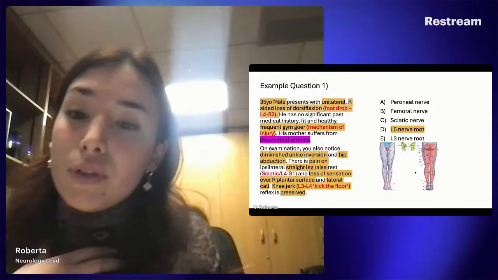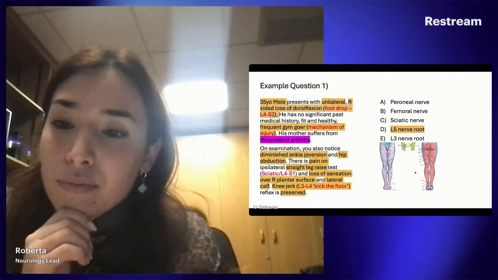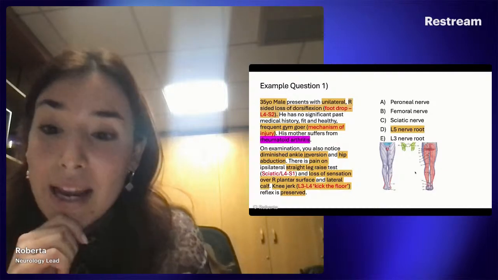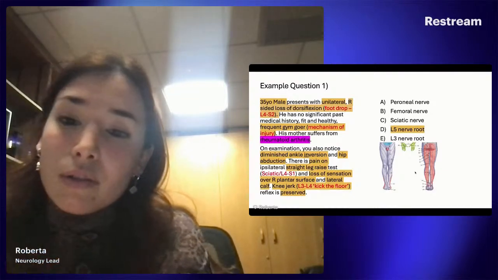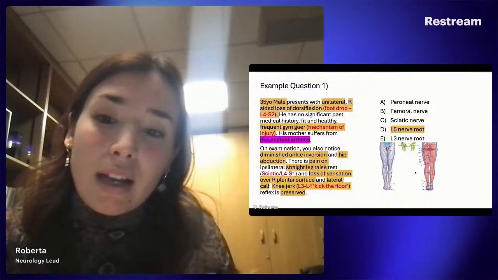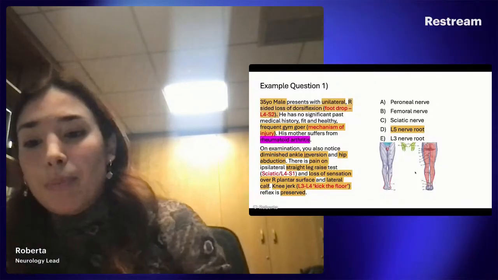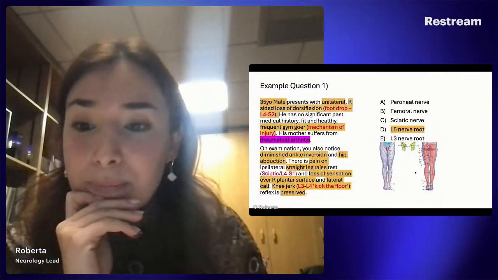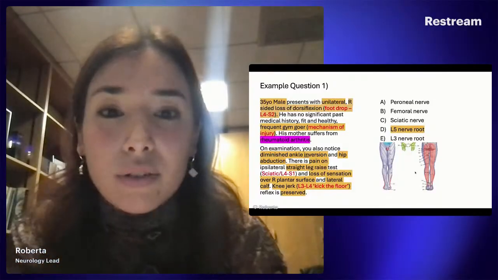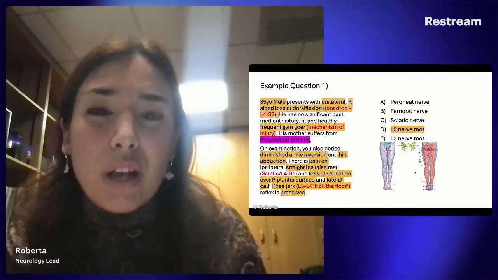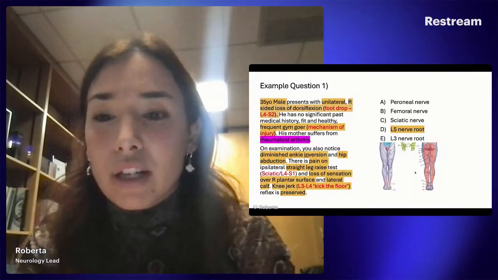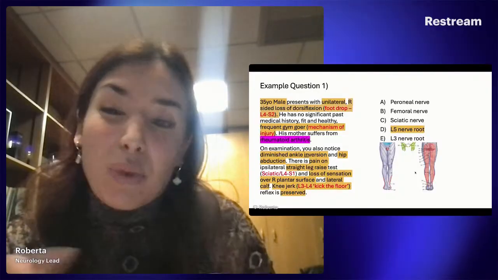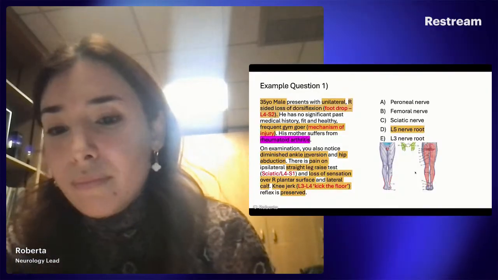In terms of the exam, you notice diminished ankle inversion and hip abduction. There is pain on straight leg raise. That is the sciatic type of pain, and the nerve roots are typically L4 to S1. Again, it might start to rule out a few things such as the femoral nerve, which shouldn't cause this type of pain, or wouldn't present in such a way.